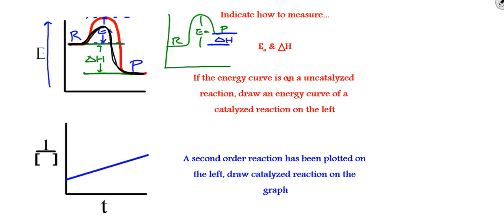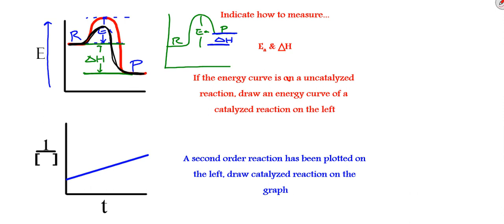Okay. Second problem. It says a second order reaction has been plotted on the left. Draw the catalyzed reaction on the graph. I would like you to pause the video and process this. If that is the uncatalyzed reaction, what would the catalyzed reaction look like on that graph? Think about what a catalyst does. It speeds up the reaction. So think about it. Give it a shot.